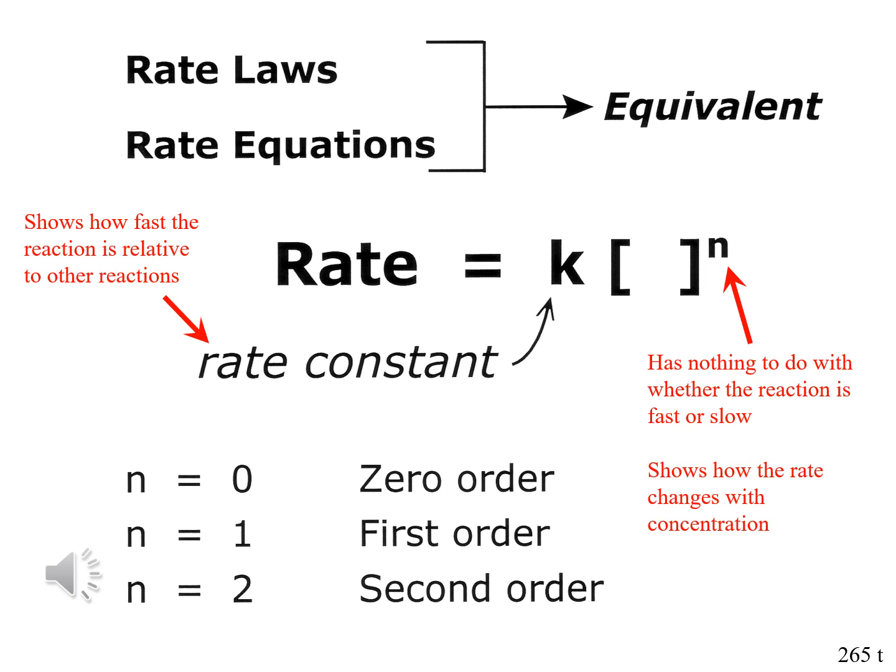They all start out rate equals k, and you raise the concentration of the substance to a power. The n value, or the power, is what's called the order of the reaction. The rate constant tells you how fast the reaction is compared to other reactions, and the n value tells you how the rate changes with concentration. Both of these are necessary to calculate in order to completely determine the kinetics of a reaction.